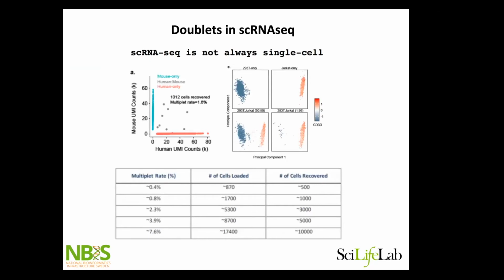But especially with these droplet-based or any limited dilution methods like these microwells, you always get doublets. So in some experiments, like mixing human and mouse, it's fairly easy to distinguish them, right? Because if you have reads mapping to both genomes, you know they're doublets. But of course, you will have some doublets of human to human and mouse to mouse that you can't distinguish.